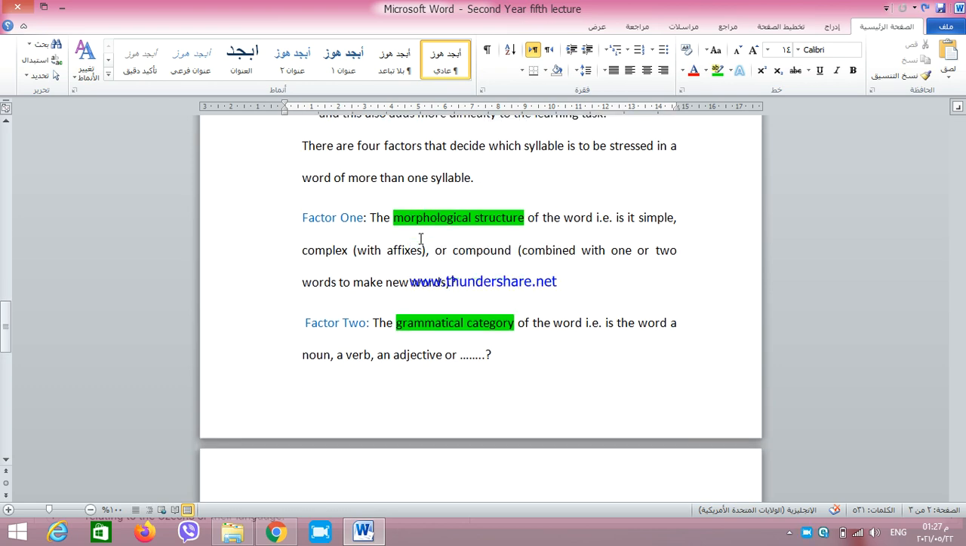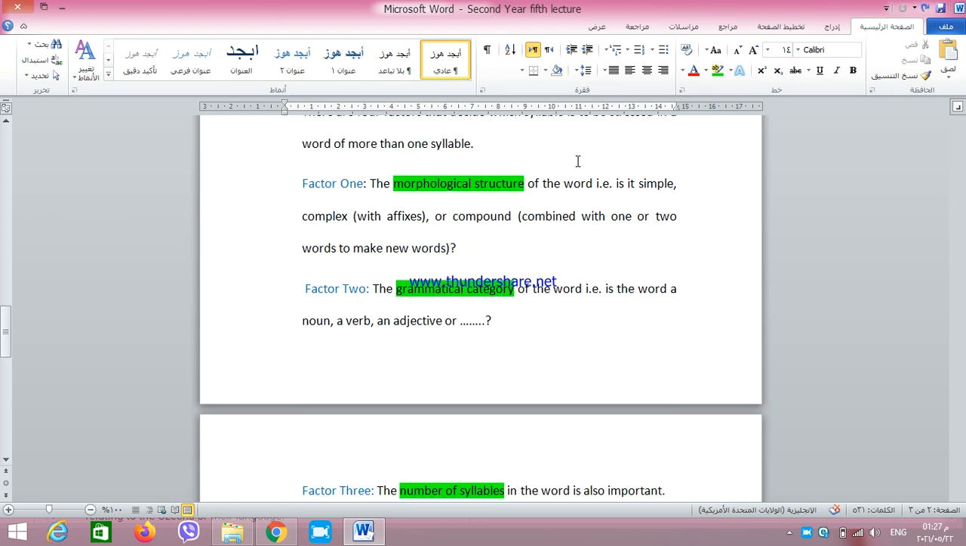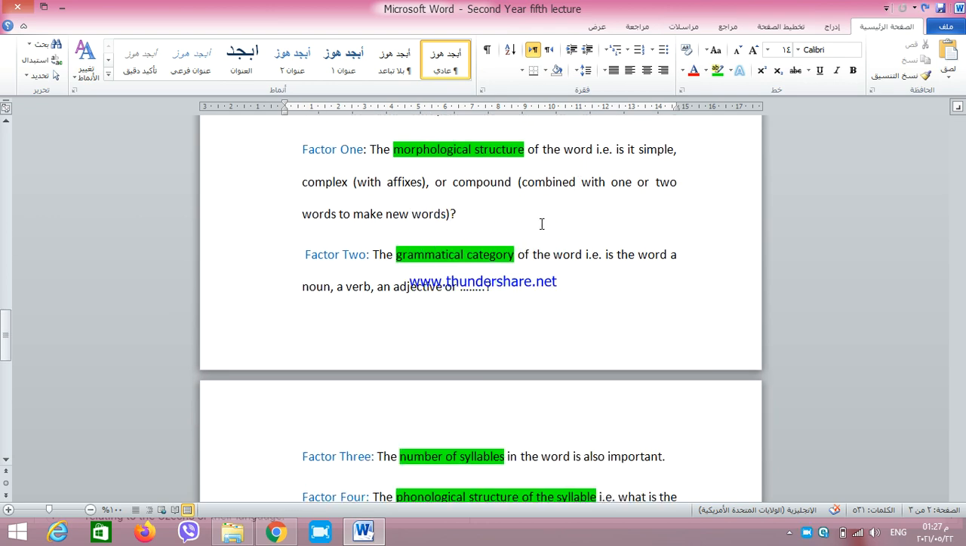factors. Now let's talk about the factors that decide which syllable is to be stressed in a word. These are the factors that should be taken into consideration when we stress a word. The first one is the morphological structure of the word. When we talk about morphology, we mean the internal structure of the word. How many morphemes do we have in the word? Which of the morphemes is bound? Which of the morphemes is free? Do we have affixation? I mean, do we have prefixes? Do we have suffixes added to the word? This is an important factor, and we are going to deal with these factors in detail with examples.